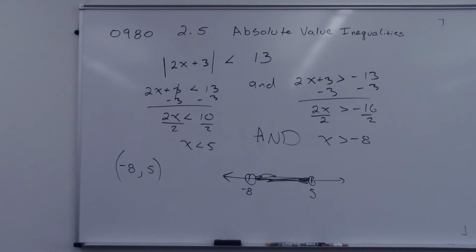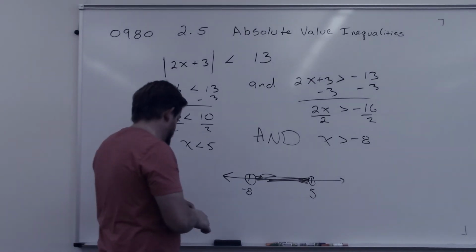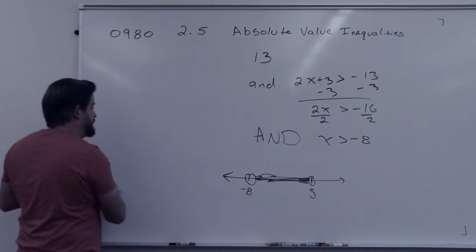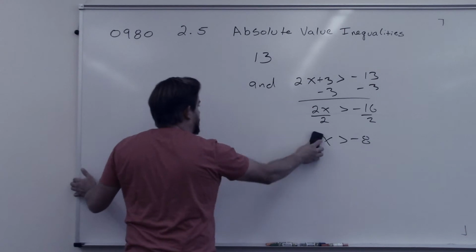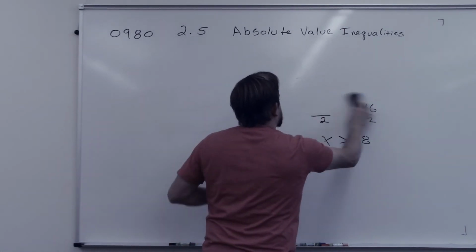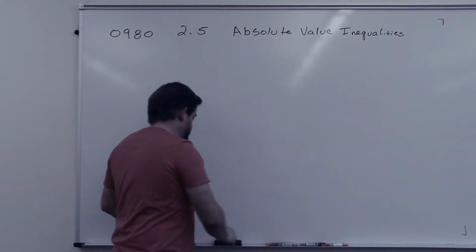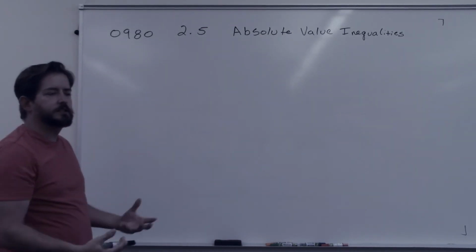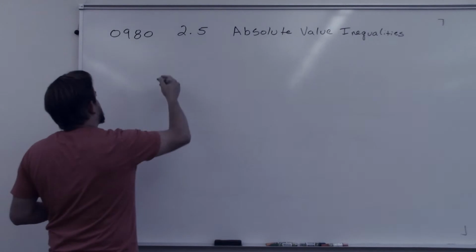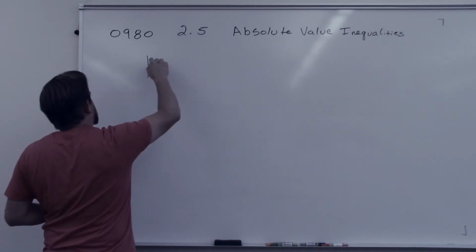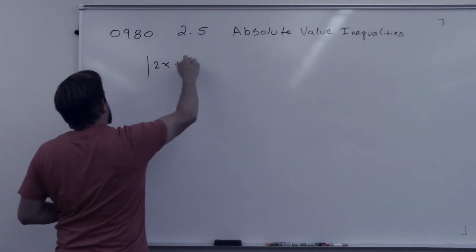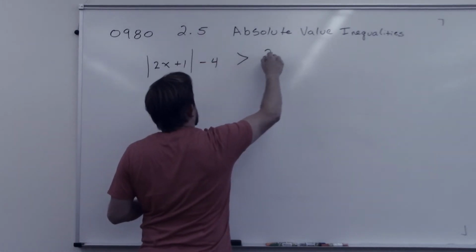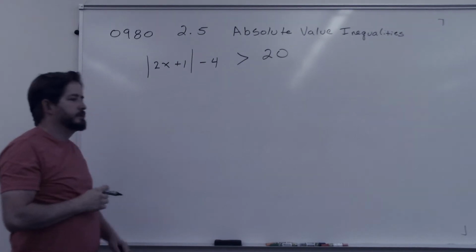All right, let's take a look at some bigger stuff. The one thing that you want to do here is isolate that absolute value, because as it gets bigger and uglier, some of these questions will have more and more junk attached onto it. So let's do a couple. Let's start pretty easy. I'll start with something like, say, the absolute value of 2x plus 1, minus 4, is greater than, let's say, 20. Right?